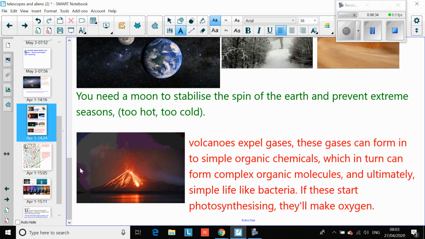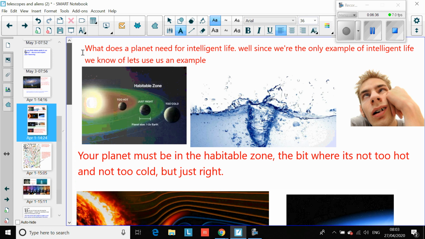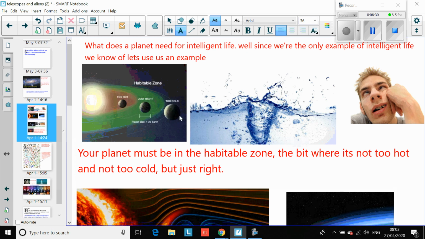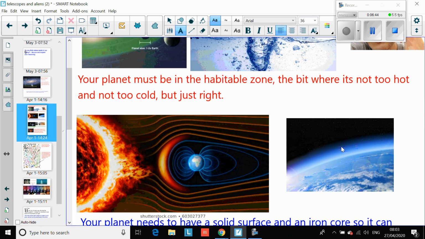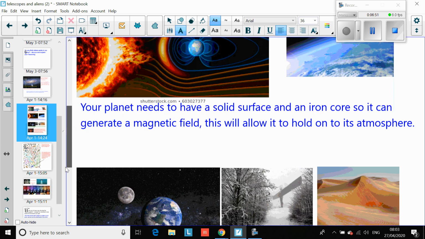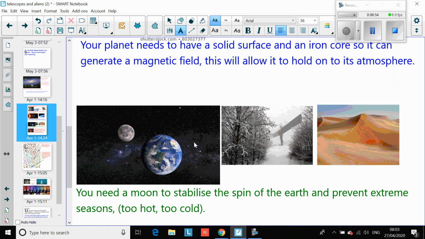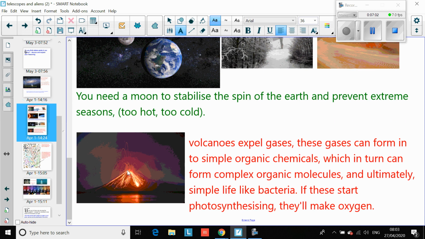Okay, so quick review. These are some of the things you need for life. You need the planet to be in just the right place for there to be liquid water. You need to have an atmosphere and to be able to hold on to that atmosphere. So you need probably to have a magnetic field, and you need to be big enough to hold on to its atmosphere. So there's enough gravity there. A moon is almost certainly what's needed to stabilize the spin, and so you don't get extremes of temperature. And then you need volcanoes spewing out gas, which can give you the molecules you need for simple life.